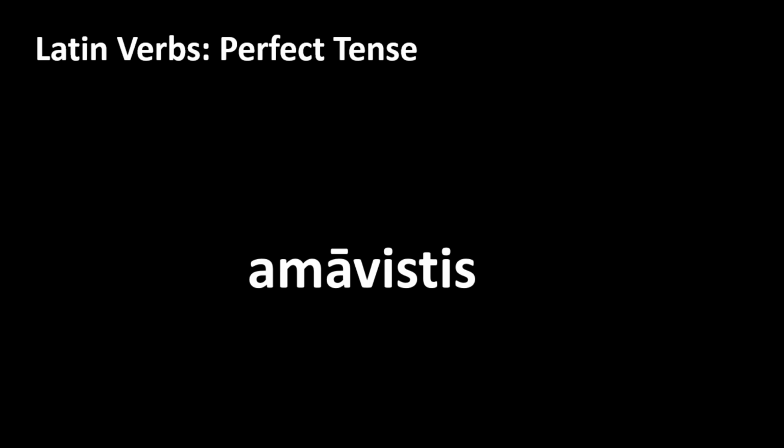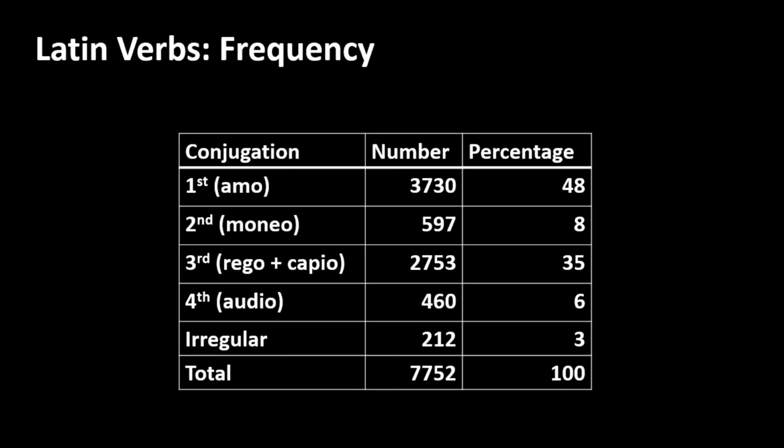When I spoke earlier about amavistis, I said that this is how the perfect tense is formed in the majority of Latin verbs. Here is the evidence for that claim. You'll see here that amo-type verbs make up 48% of verbs in the language. And so at least a very large number of the perfect tenses that you encounter in a Latin text will be of the amo kind. However, a very large number will also be of the rego or the capio kind, 35%.